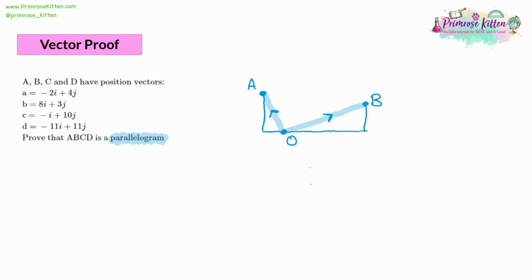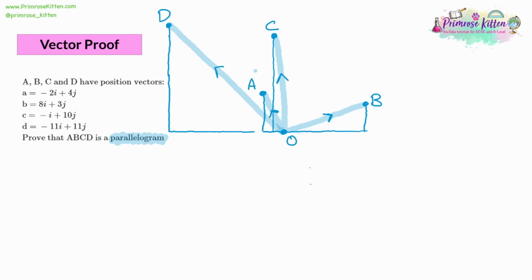Then let's look at C. So C is negative i, and then it's plus 10j. So it's going to be something like here. And again, it's giving us the direct route. The last one is D, so it's minus 11i and plus 11j. So it's going to be somewhere around about here. And so the vector is going all the way over here. So we can see, it looks like a bit of a mess at the moment. So we've gone from the origin in 4 different directions.